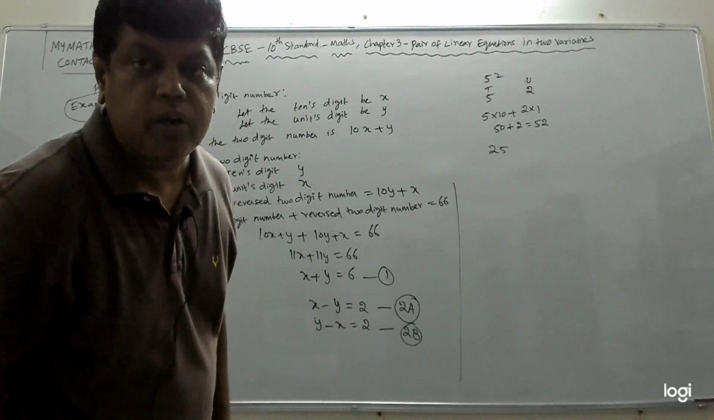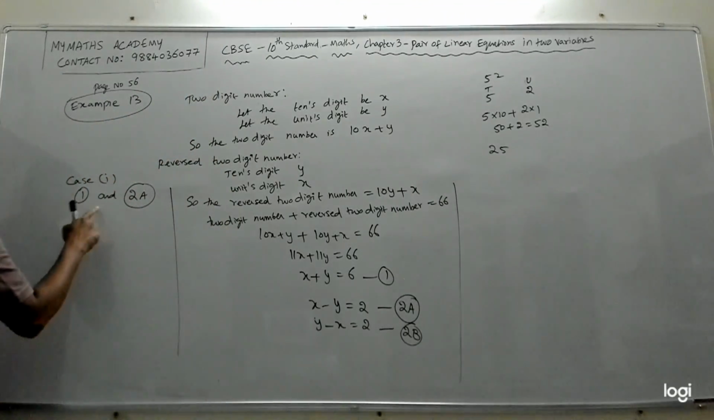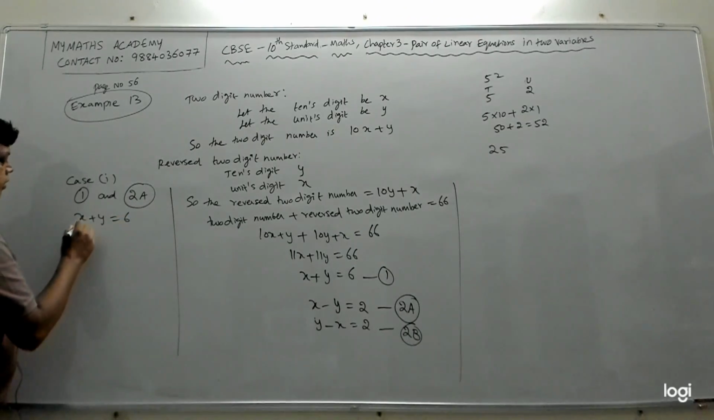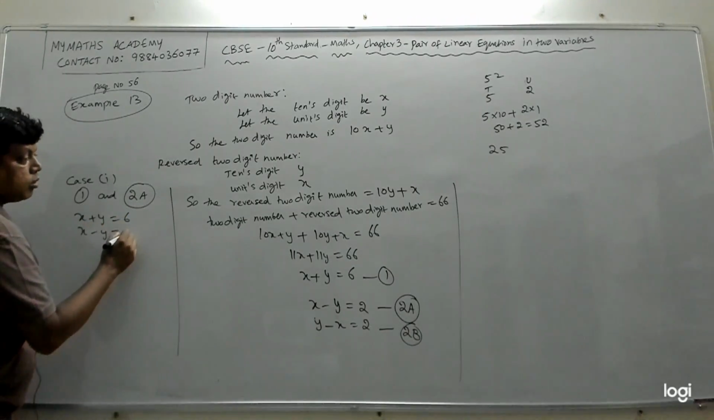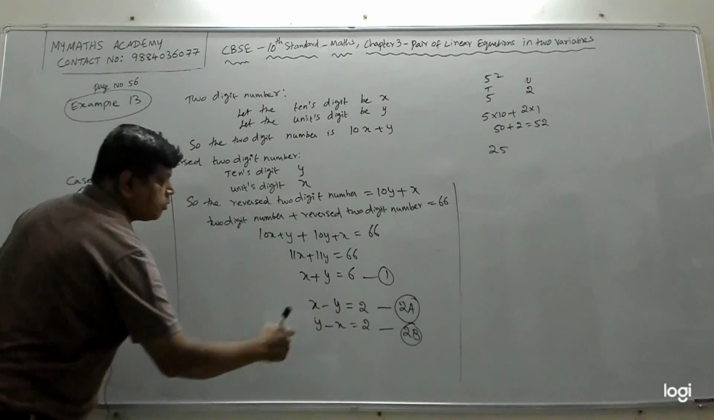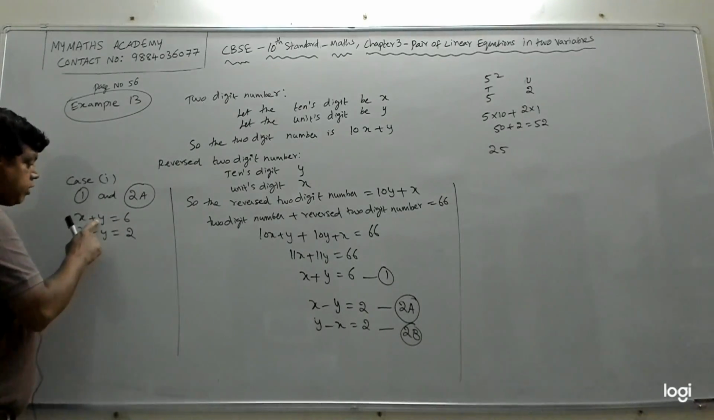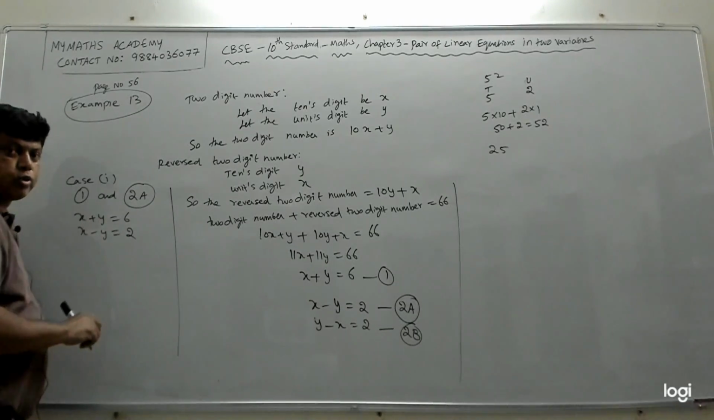First equation and 2a equation. So what is the first equation? x plus y equal to 6. Here, x minus y equal to 2. Now, here already the coefficient of x is 1 and 1, right? And y is also 1 and minus 1, which is also okay.